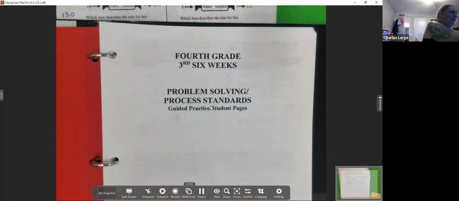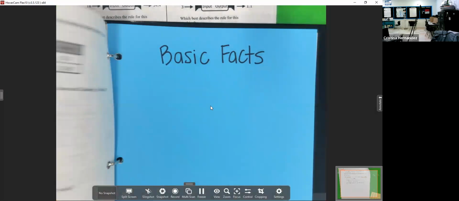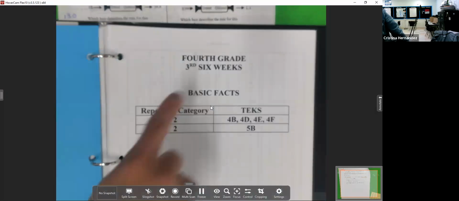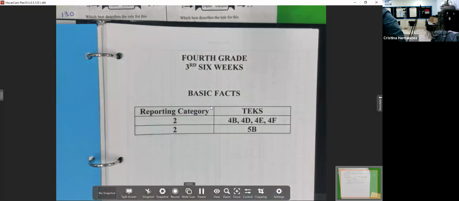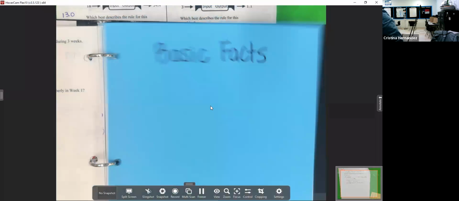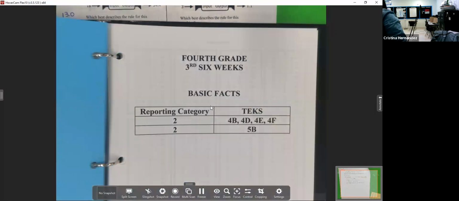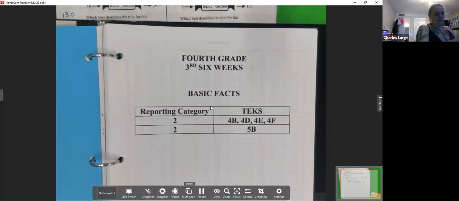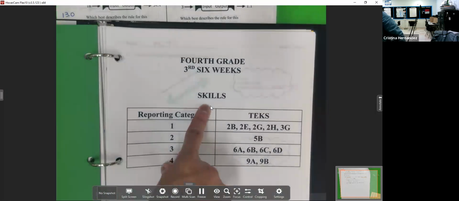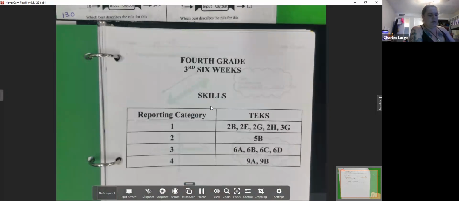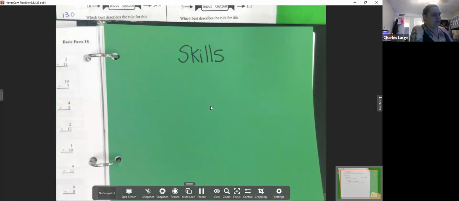Okay. Then you go to basic facts, and usually it has a page that says basic facts right here. So that's when your basic facts start, and that color is blue. Blue. Basic facts. Okay. This is the way they're always put together. So when you get them again in less than a week, skills, it will say skills. Okay. So that is green.